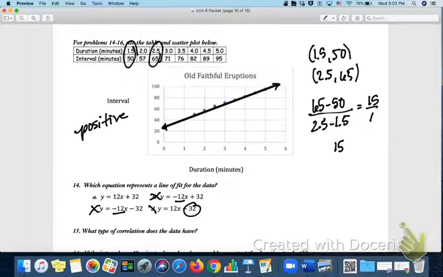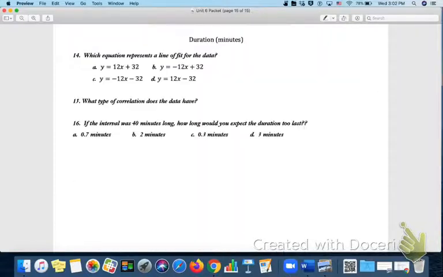What type of correlation does the data have? You could say positive correlation because it's going up from left to right. If the interval was 40 minutes long, how long would you expect the duration to last? Looking at the graph, you can identify that the closest one would be 7 or 10 minutes.